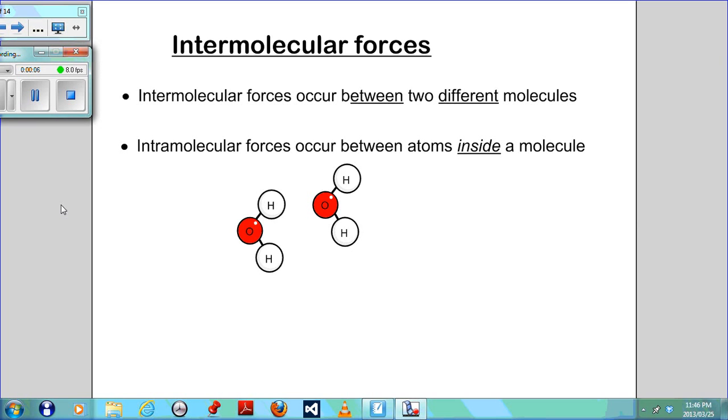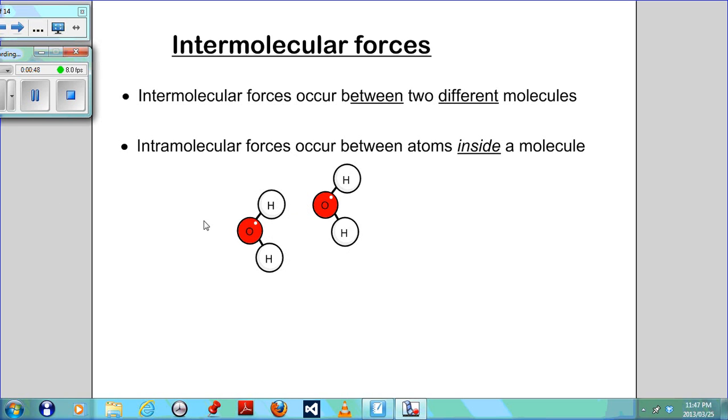The shape of a molecule has a very important impact on the intermolecular forces between molecules. Now, before we continue, we must differentiate between intermolecular and intramolecular forces. Intermolecular forces occur between two molecules. So if you look at this case, for example, we have a water molecule and another water molecule. So intermolecular forces will be the force between this water molecule and that water molecule. So it will be the force between this hydrogen and this oxygen between two different molecules.